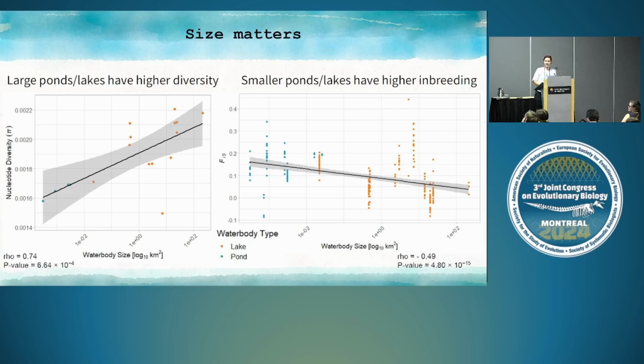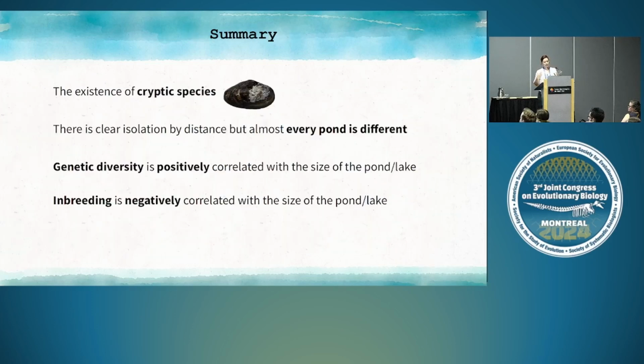And not so surprisingly, the inbreeding had the opposite effect, so smaller ponds and lakes have higher inbreeding. So in summary, we can say that there seems to be maybe a cryptic species in the south. There's very clear isolation by distance, but almost every pond is still different. Genetic diversity is positively correlated with the size of the pond and the lake, and inbreeding is negatively correlated with the size of the pond and the lake.